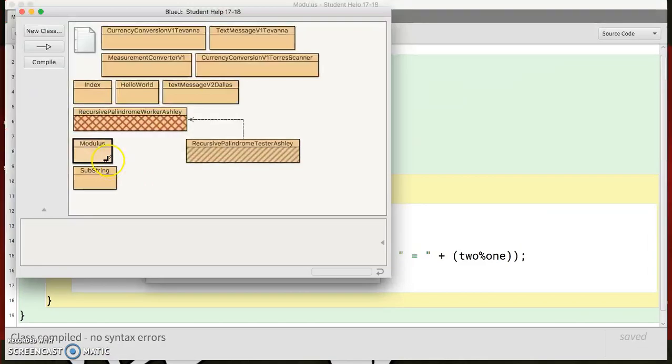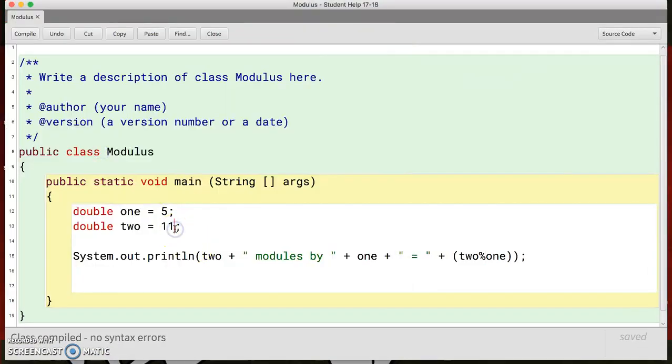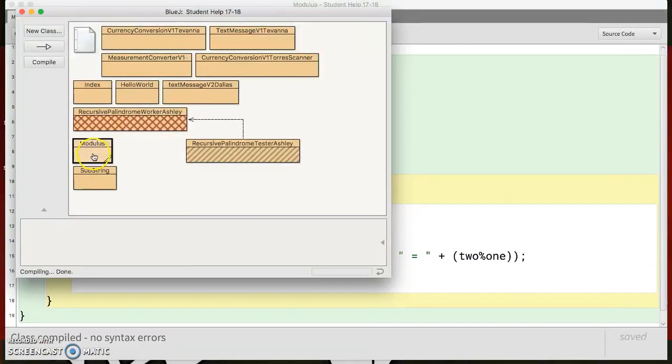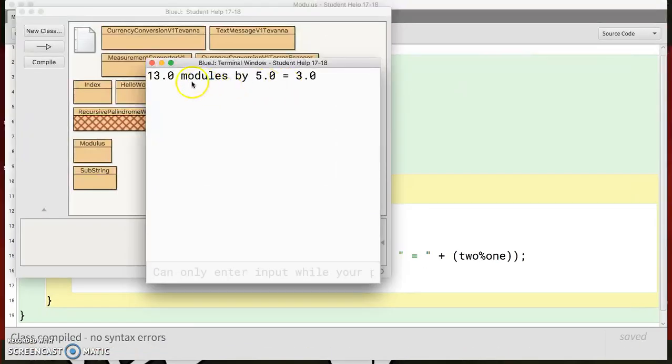So let's do that just to make the point show. So 5 goes into 13 twice, and there is a remainder of 3. If we divided, this would end up being 3.6 because 5 goes into 13 3.6 times. But we're not looking for the division answer. We're looking for what's the remainder after you've reached the end of the whole numbers.